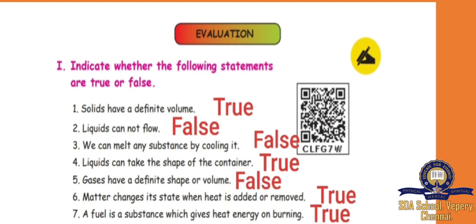True or false? False. Only solids will have a definite shape and volume, right? So, answer is false. Sixth one. Matter changes its state when heat is added or removed. So, we have seen the change of states, right? So, when heat is added or removed, matter changes its state, right? So, answer is true.